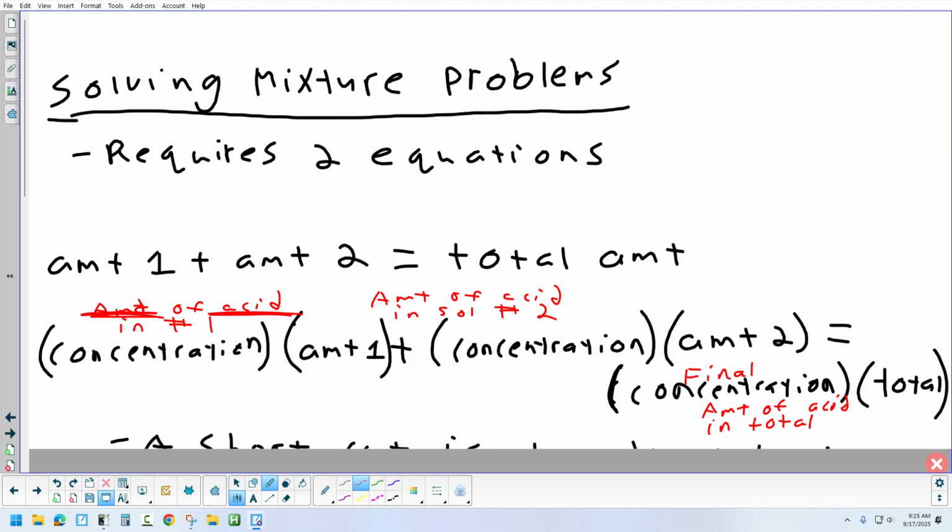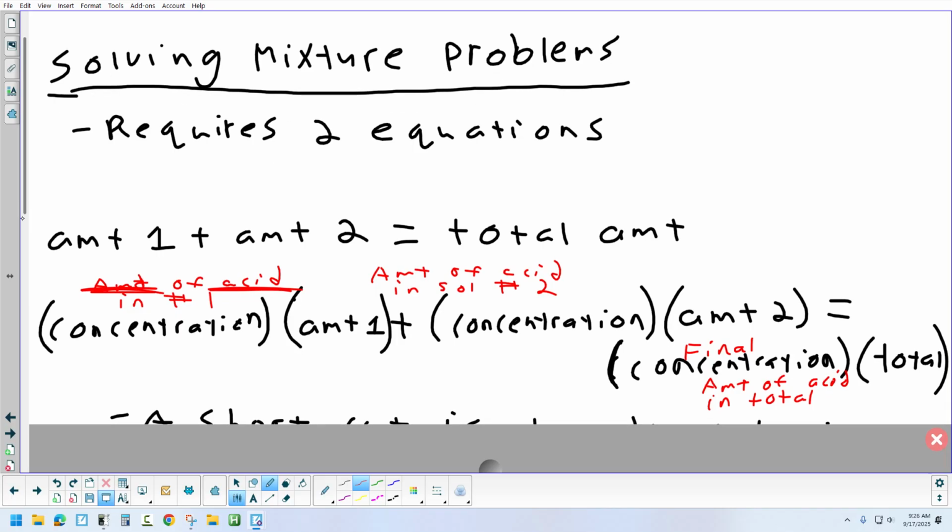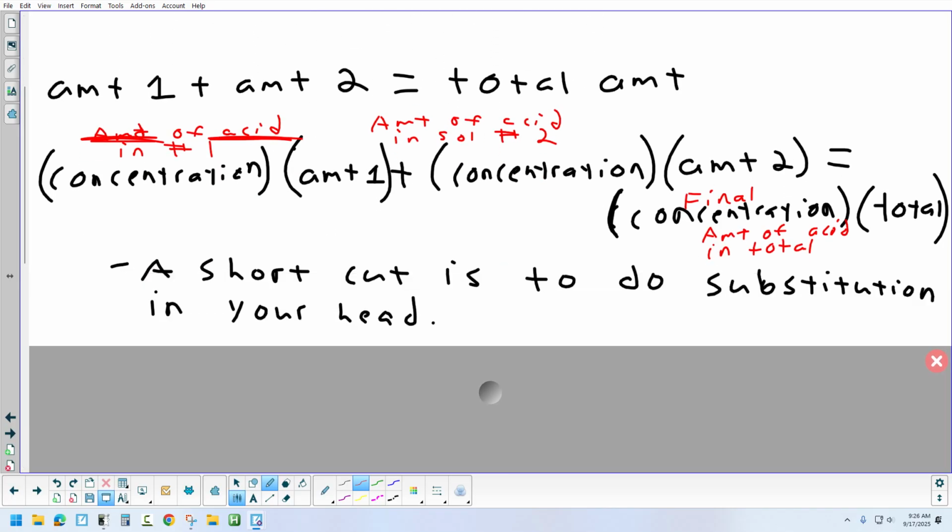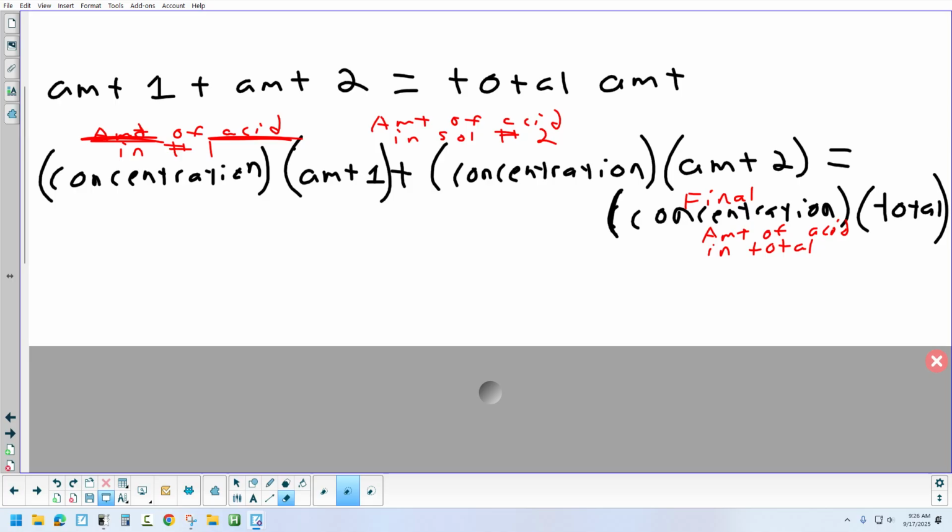So remember, systems can be solved with, what's one method you can use to solve a system? Substitution. Another method? Elimination. Perfect. You can try to do the substitution in your head, but that can be a little confusing. So if you can do it later on, that's fine, but I'm not going to do anything like that in my head for this.